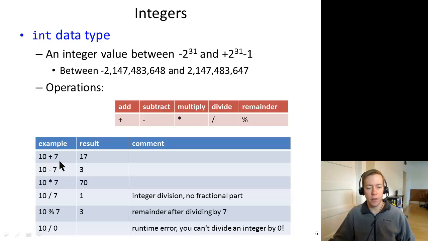Hopefully everybody knows 10 plus 7 is 17. Subtraction, multiplication. Oh, what's going on here? 10 divided by 7. Is the answer to 10 divided by 7 1? It is to Java. This is doing integer division. It's seeing how many times I can fit 7 into 10. Well, it only fits in there 1 time with a remainder of 3. This is this line here, 10 % 7. If I divide 7 into 10, I get 1 with a remainder of 3.